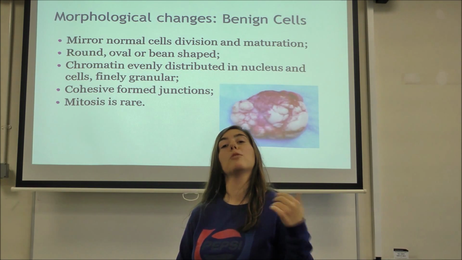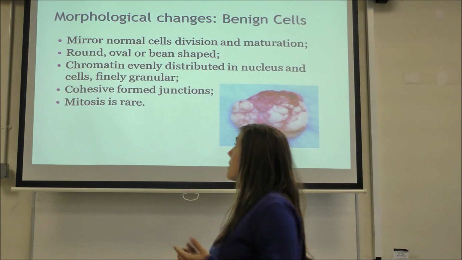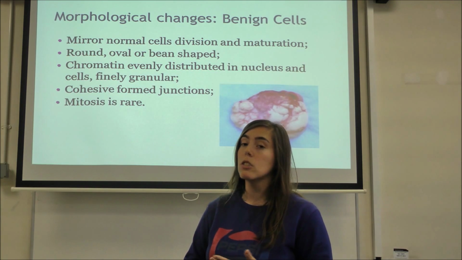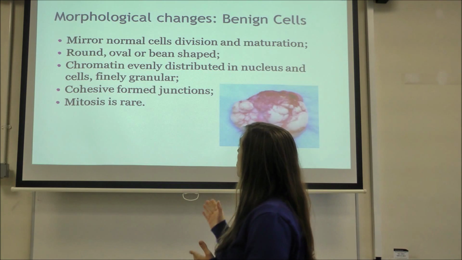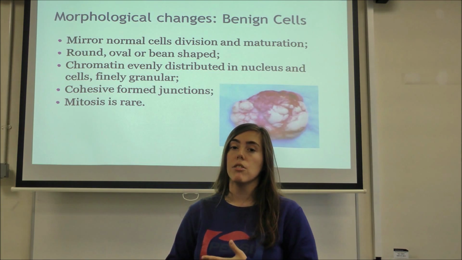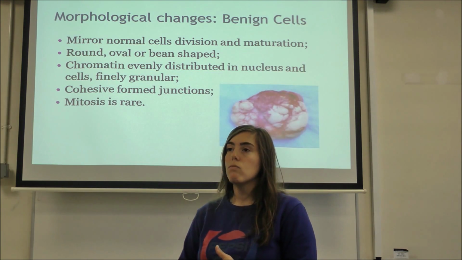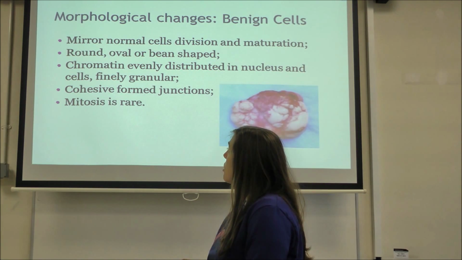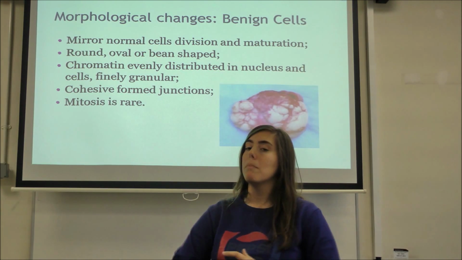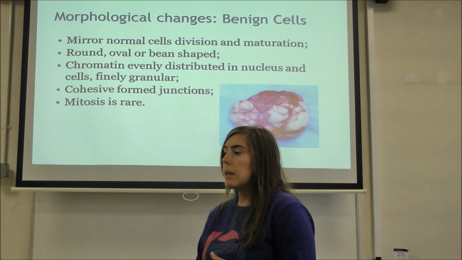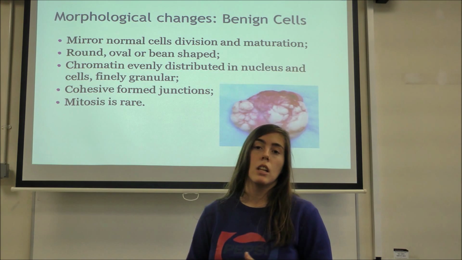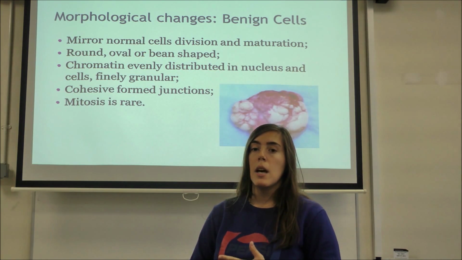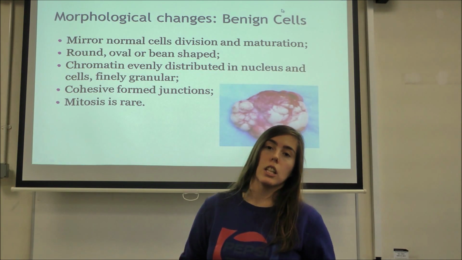Hello, my name is Sarah and I'm talking about morphological changes in benign cells and malignant cells. Benign cells mirror normal cells when it comes to division and maturation, and their shape is usually round, oval or bean-shaped. The chromatin is evenly distributed in nucleus and cells, and mitosis rarely occurs.